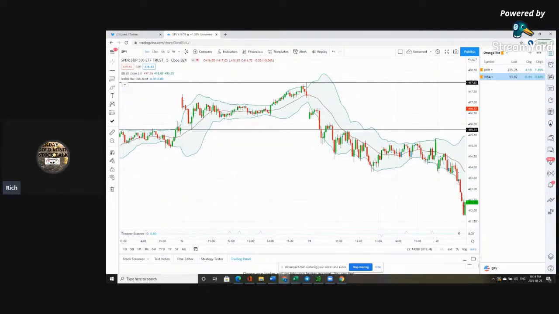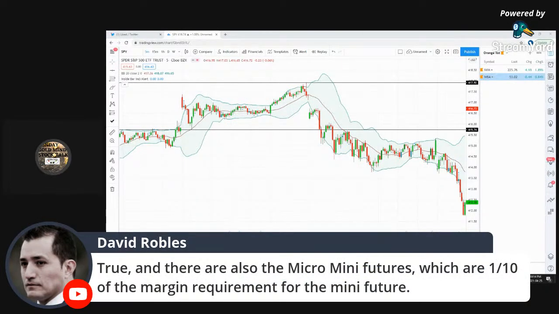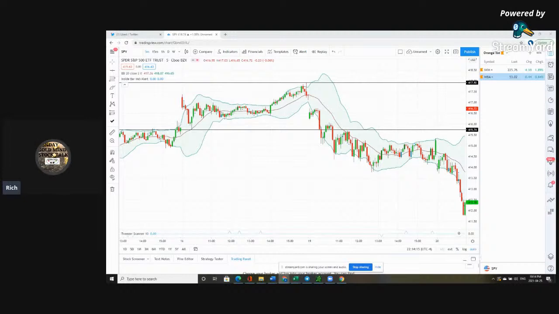Yep. And David says, true. And there's also micro mini, which are 1/10 of the margin requirement for the mini futures. Yes. So guys, Delfino again, what he did is he started off trading 1 micro contract a day, and then he worked his way up to 3, and then he's going to go to 4, 5, etc. So guys, if you do 1 micro contract a day, that's good. Start off doing something like that.